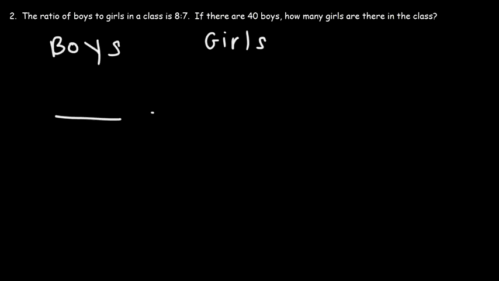We need to set up a proportion. We need to write two fractions separated by an equal sign. Now the ratio of boys to girls is 8 to 7. So that means that if there are 8 boys in a class, there's going to be 7 girls in that same class. Now, if there's 40 boys in a class, how many girls, or X, will be in that same class? So this is the formula that we need to solve.